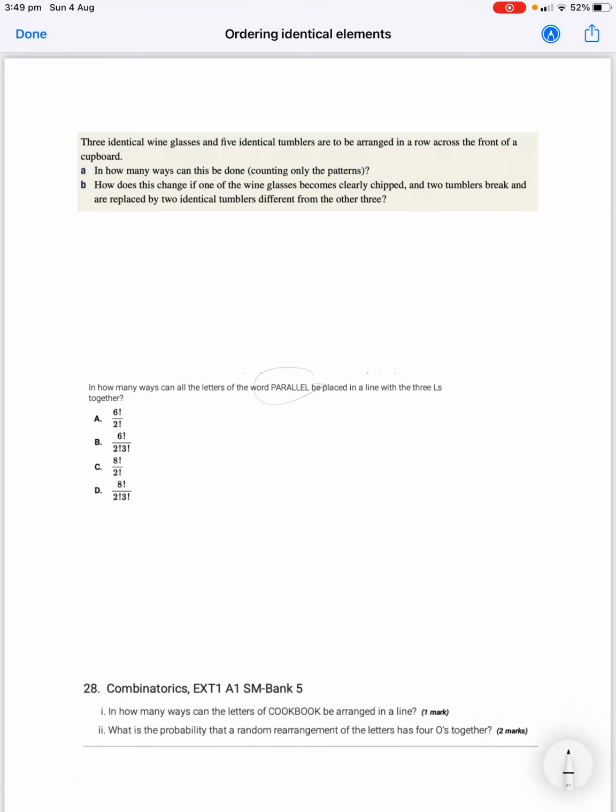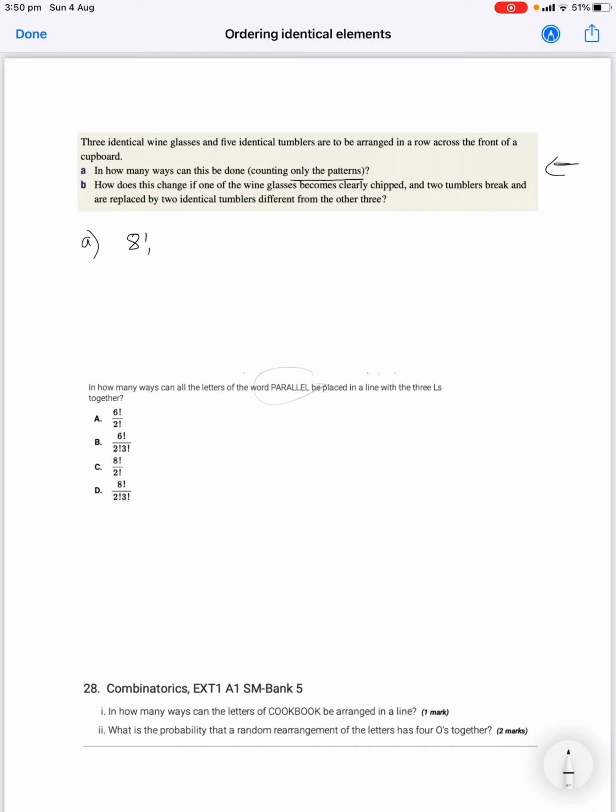So this first question says, 3 identical wine glasses and 5 identical tumblers are arranged in a row across the front of a cupboard. In how many ways can this be done, counting only the patterns? Normally, if they were all different things, we would just call it 8 factorial, because there are 8 different things, 3 glasses and 5 tumblers. If they're identical, we need to account for the fact that those repeating things don't actually make what we're doing unique. That's the idea about counting only the patterns.